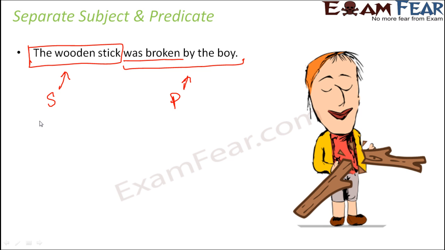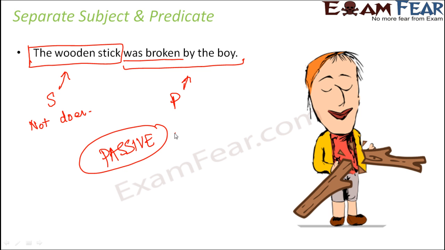Now, if you look at the voice of this sentence, this is in passive voice, right? Something is done by the boy. So this is a passive voice. So in this case, what do you see? That the subject, which is the wooden stick, is actually not the doer of the action. So wooden stick is not doing anything. The boy is actually breaking the wooden stick, right? So the subject in this case is not the doer of the action, as this sentence is in passive voice.